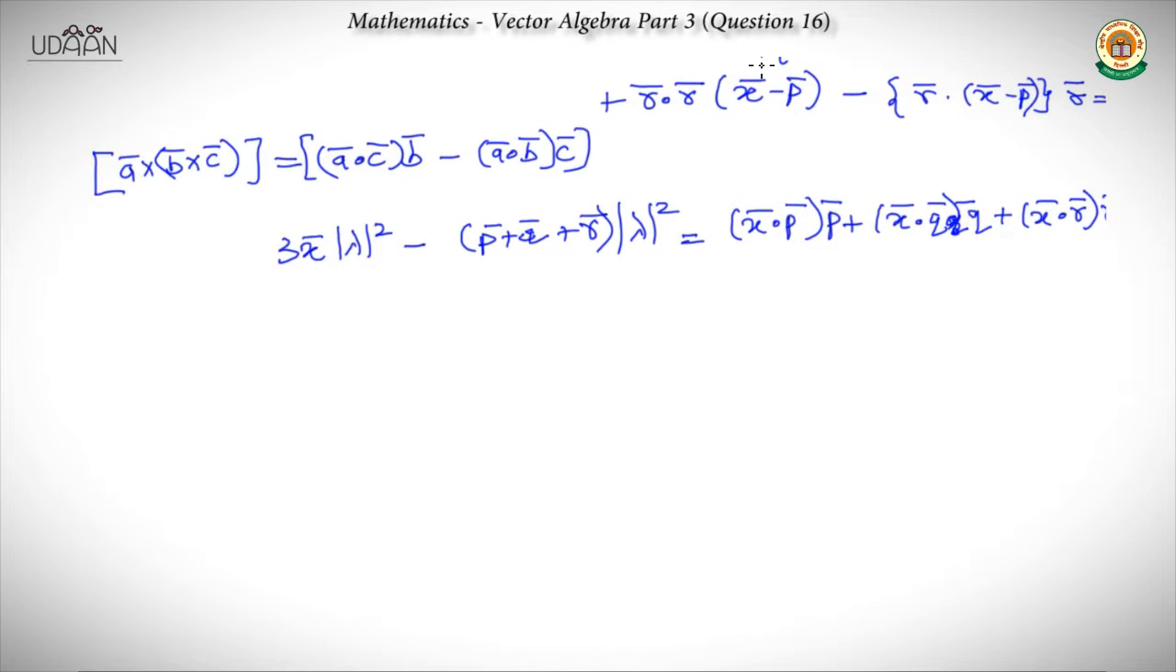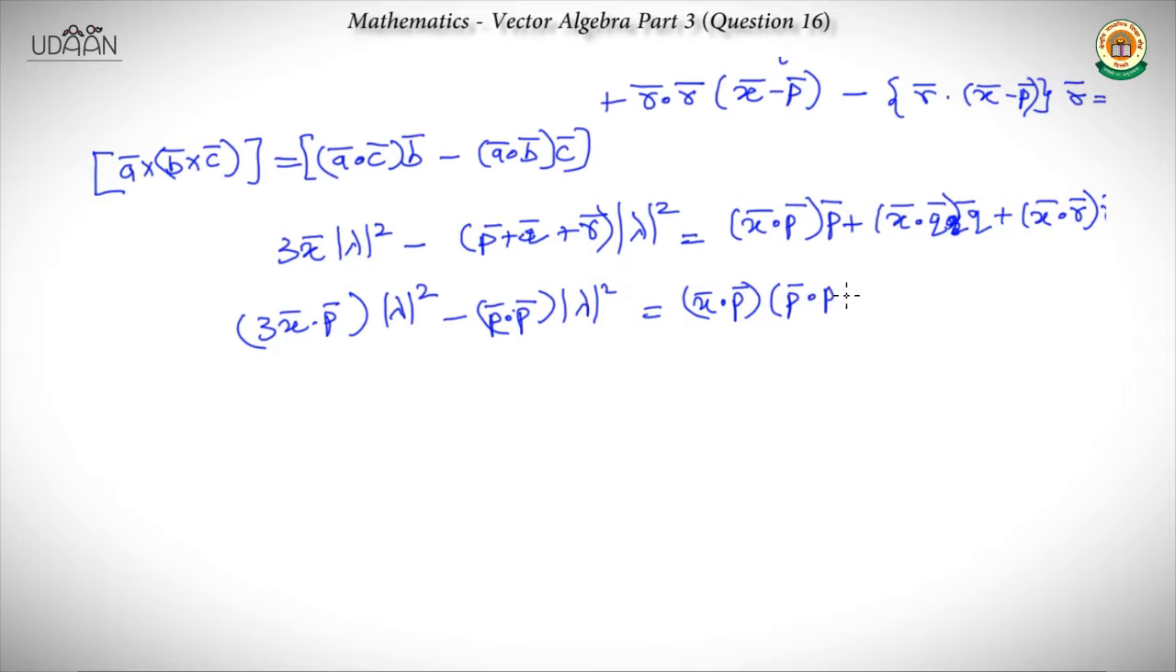Now the most crucial step of this question. We will be taking dot product with p bar on both the sides. So it turns out to be dot p bar, mod lambda square, because dot product is commutative. And actually many terms will become 0, and that is why we are doing this. That is the catch in this question. So p bar dot p bar times mod lambda square will turn out to be x bar dot p bar times. So many terms have got reduced.